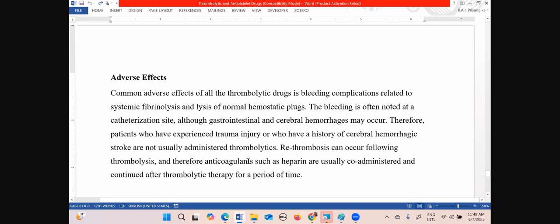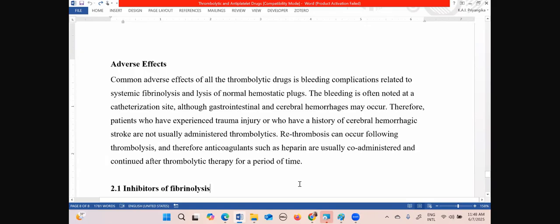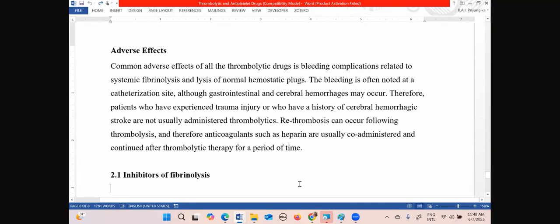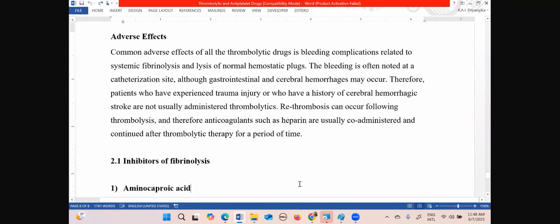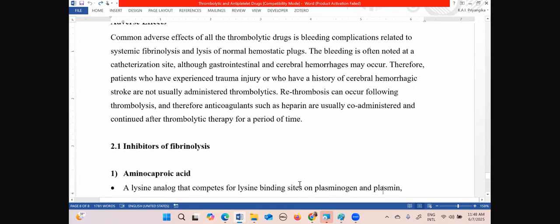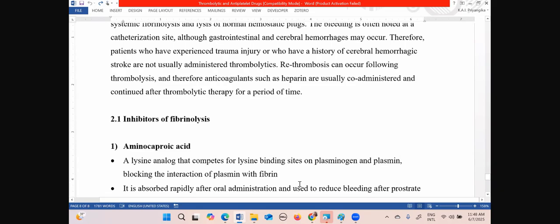So the only thing that you should know is anticoagulants such as heparin are usually co-administered and continued after thrombolytic therapy for a period of time. So we talked about fibrinolytics, and there are inhibitors of fibrinolysis as well. So what are those drugs?